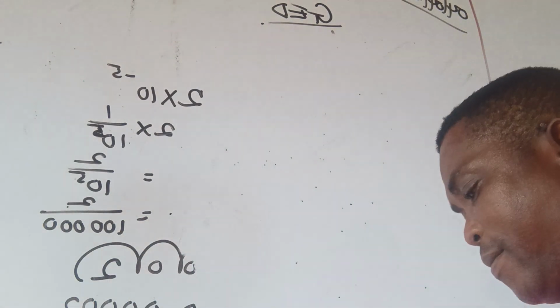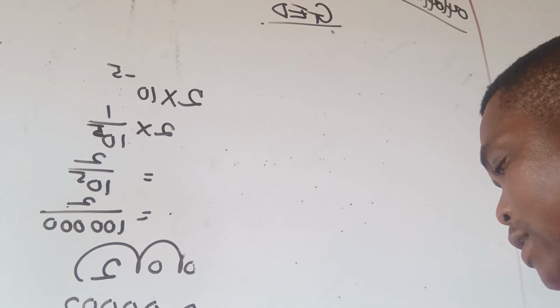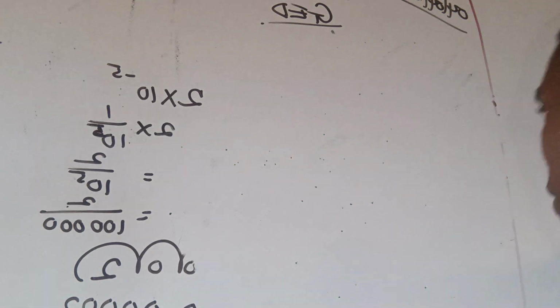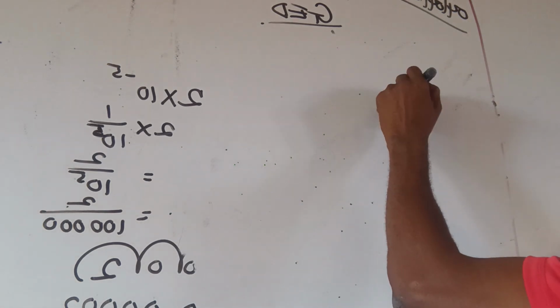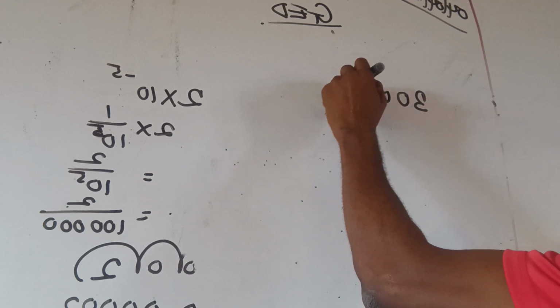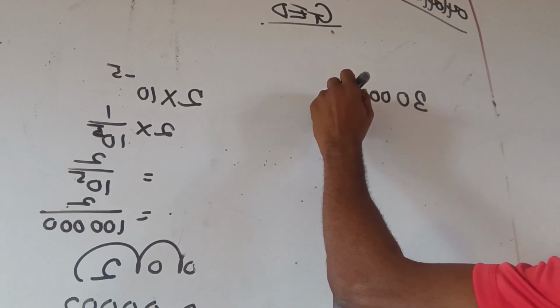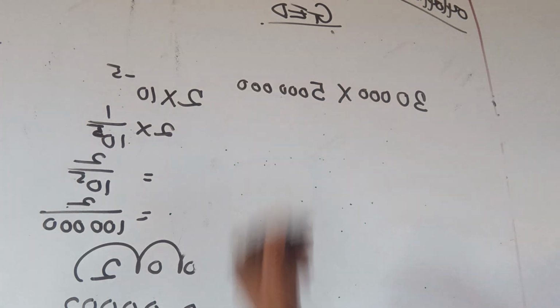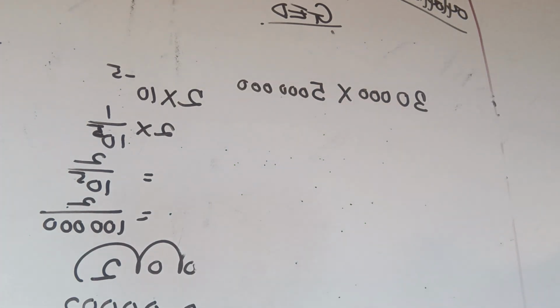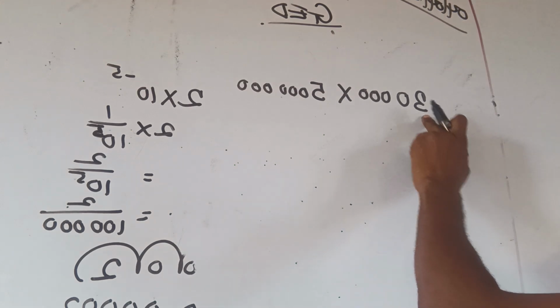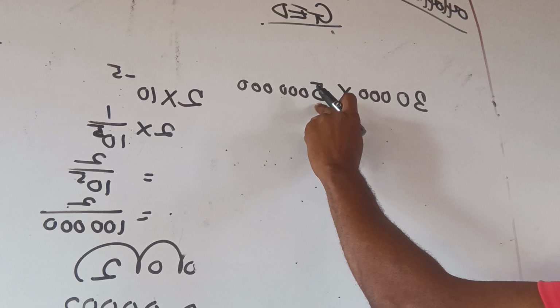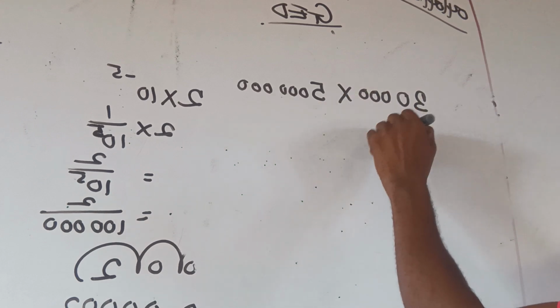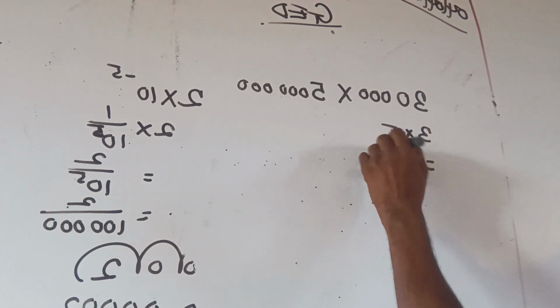We have 30,000 multiplied by 5 million. What you need to do is look at this. This is 3, this is 5. What is 3 times 5? 3 times 5 is 15.